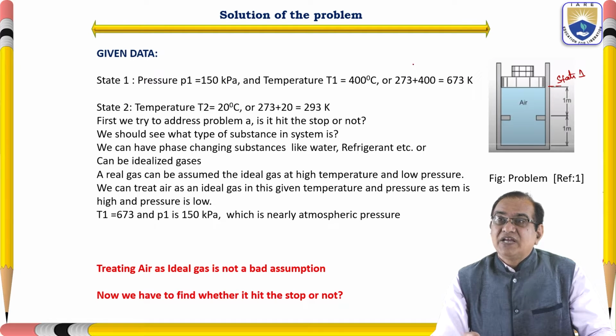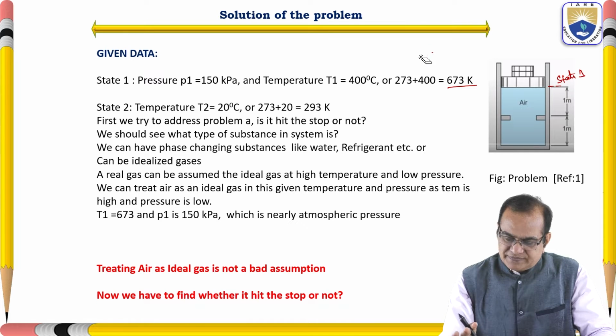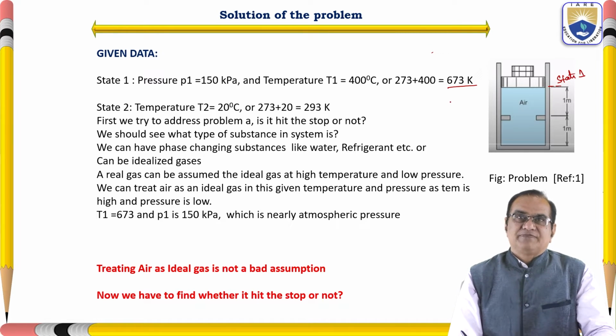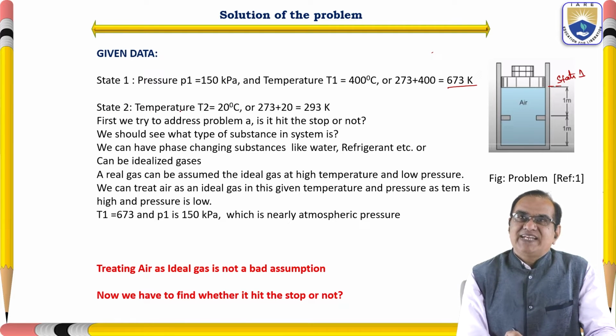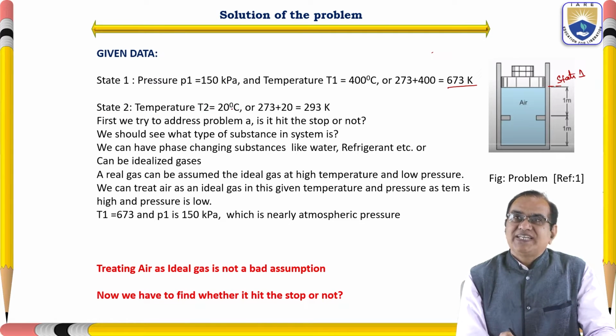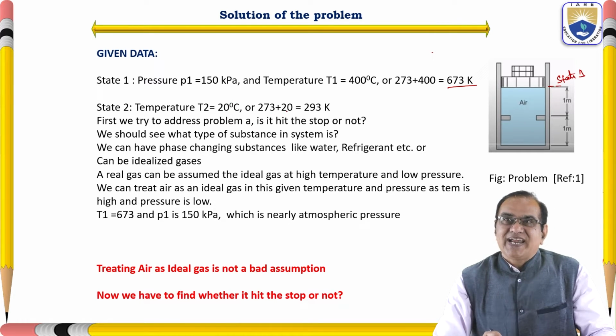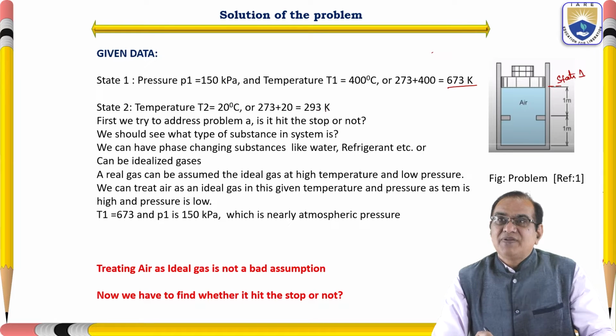I have not taken 273.15, I have eliminated this. So only I have put 273 plus 400. It is 673 Kelvin. So this is our initial temperature. Now we have to see state 2. State 2 is given that temperature is falling to 20 degrees centigrade. So this 20 degrees centigrade plus 273, so it will be 293 Kelvin.